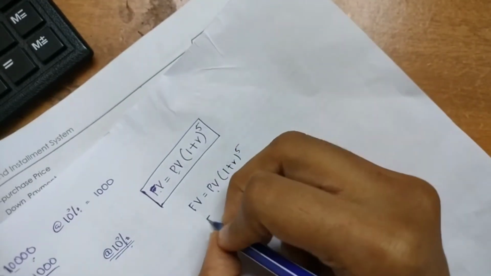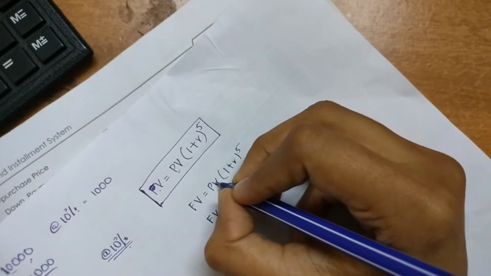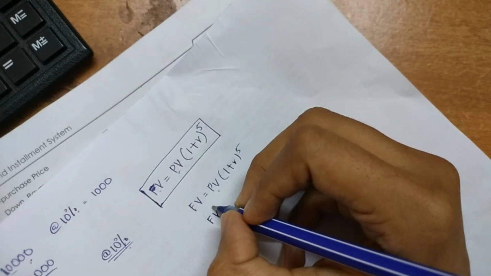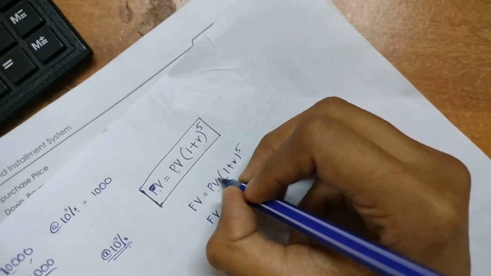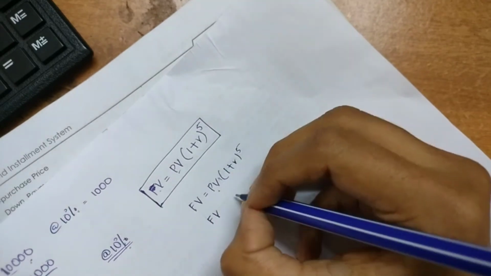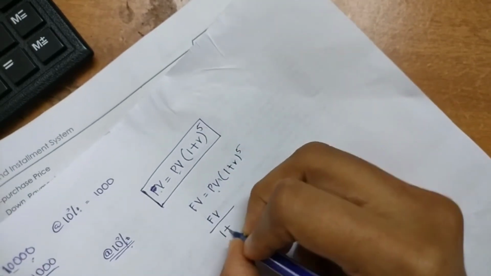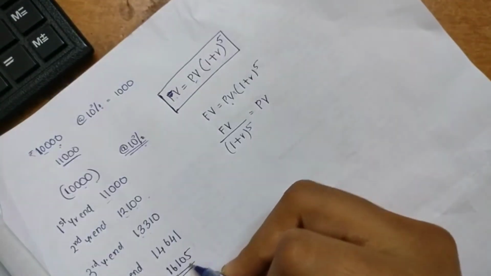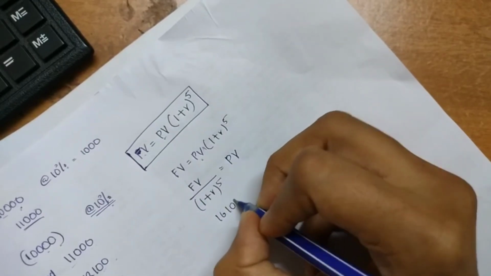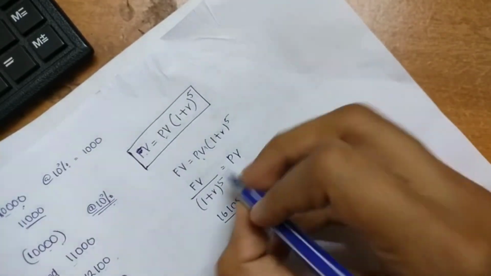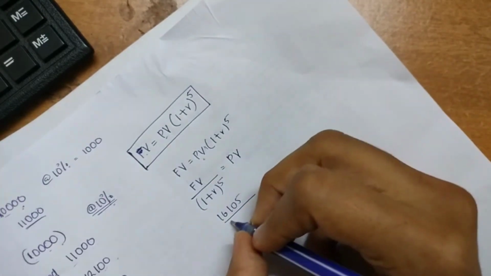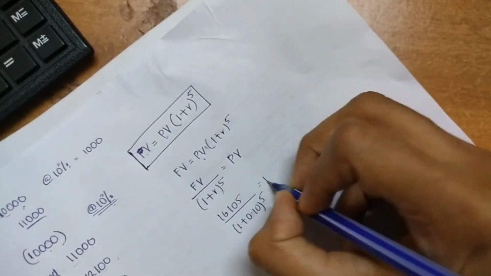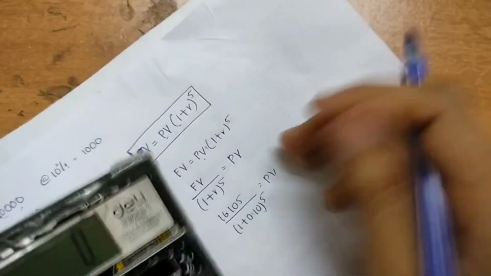Let's see. Future value is PV into (1 plus R) raised to 5, right? This is multiplication. When multiplication is taken to the other side of the equal to, it becomes division. So FV divided by (1 plus R) raised to 5 will give us PV. So let's find out. We all know 16,105 is the future value. I want to see how much amount I should invest today so that I get 16,105 after 5 years at the interest rate of 10%. So 1 plus 0.10 raised to 5. Let's see if we get the same present value as 10,000.